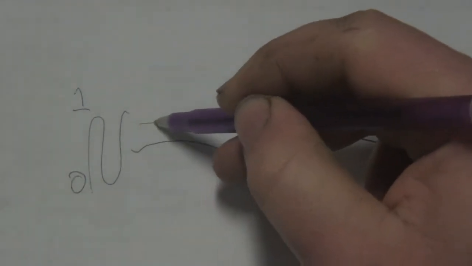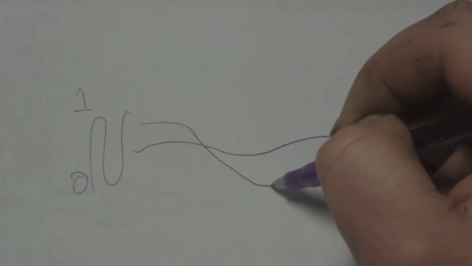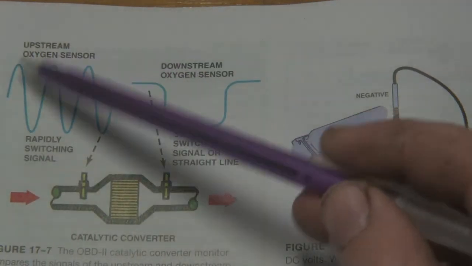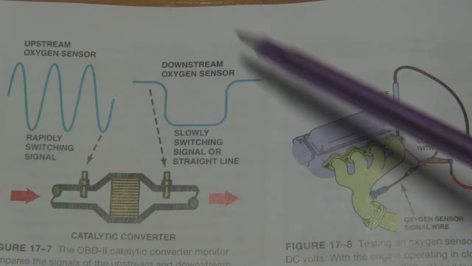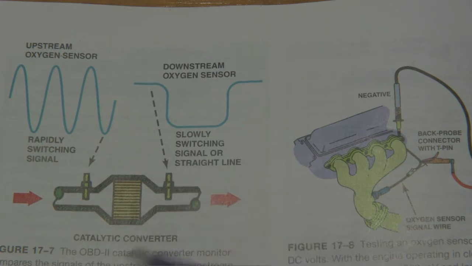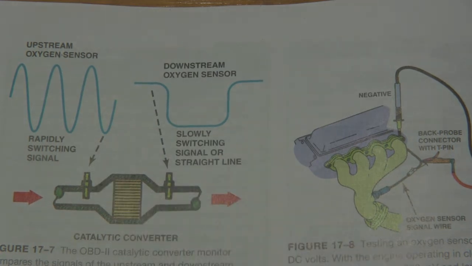It might switch up and then kind of come down and then kind of come up, but it's not going to be switching in that 1, 2, 3, 4 times per second like the upstream oxygen sensor will do. And so when the computer is monitoring this, it's looking, and if it sees a match on the downstream oxygen sensor, it's going to set a code for catalytic converter inefficiency, something to do with that.